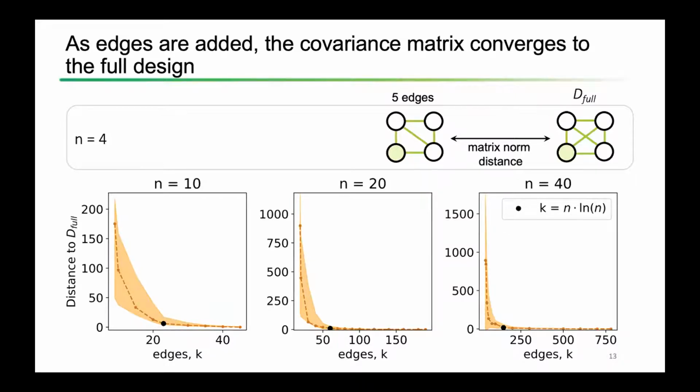And what you see is that you rapidly converge to the covariance matrix of the full design, both in terms of the distance and the error. And this black dot that you see in all 3 graphs, that's the point where the number of edges k is equal to n natural log n.